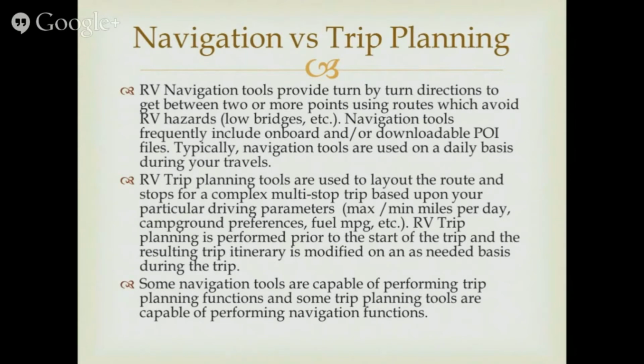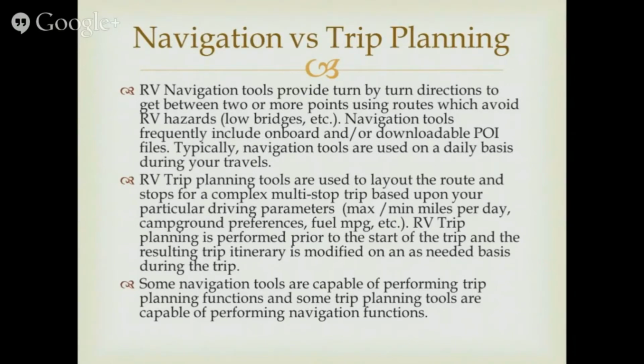Navigation tools frequently include onboard or downloadable point of interest files. And these point of interest files might be add-ons that are used to identify fuel stops, places like Elks Clubs, and so on. Trip planning tools are used in a different way.